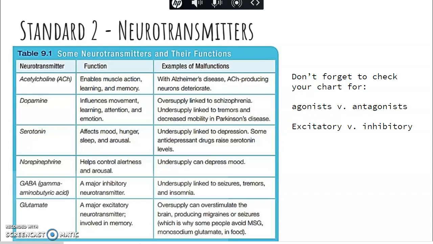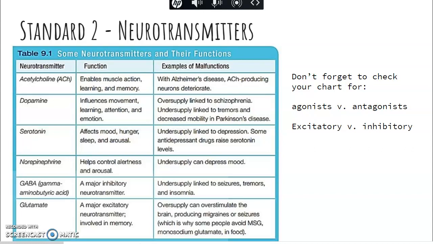Serotonin is mood. Remember, serotonin's our feel-good neurotransmitter. If you don't have enough of it, it's linked to depression, okay? So mood and serotonin. Remember that to treat depression, the medications are called selective serotonin reuptake inhibitors, SSRIs, and they block the reuptake of neurotransmitters.